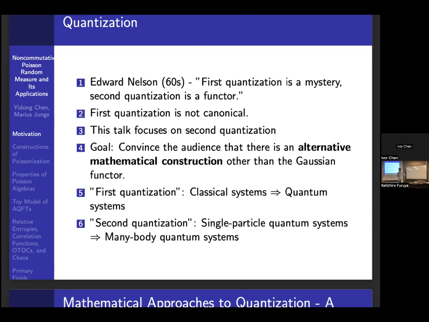So the goal here, like I said, is to convince the audience that there is an alternative choice other than the Gaussian functor. I'll tell you what the Gaussian functor is. It's basically just a mathematical name of the second quantization we all know and love.